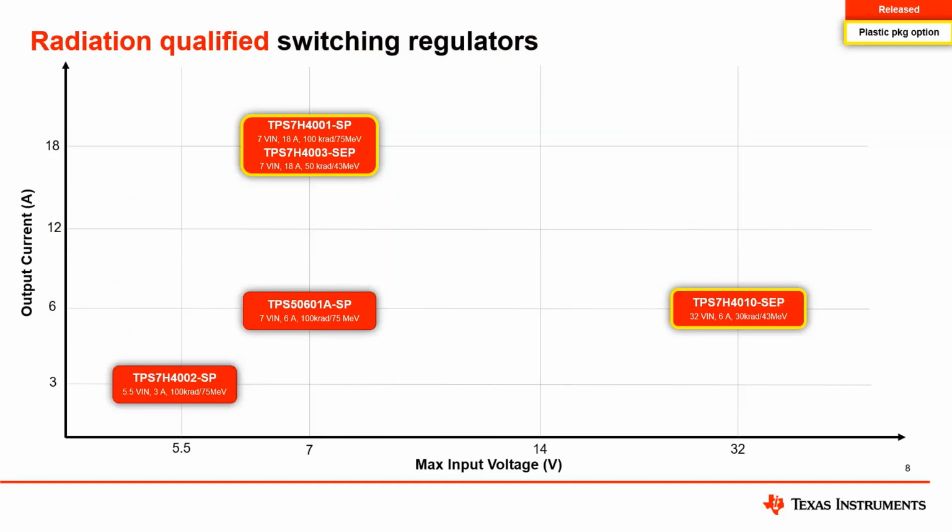So narrowing down on the radiation qualified switching regulators, this is our full portfolio of devices today. And really this can be broken down into high current devices and low current devices. Today we'll be talking about the 50601, 4002, 4001, and 3, which is both a rad-hard -SP as well as its rad-tolerant 50K rad 43 MeV counterpart in a plastic package, and then the very wide VN switching regulator, the 4010, again for an SCP.